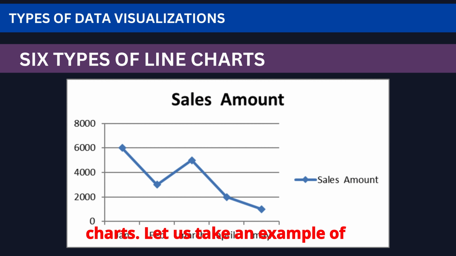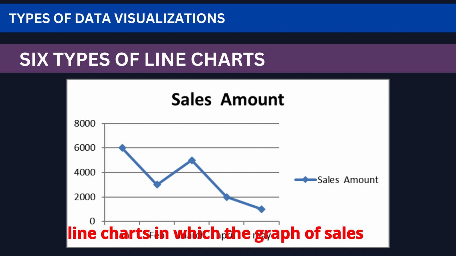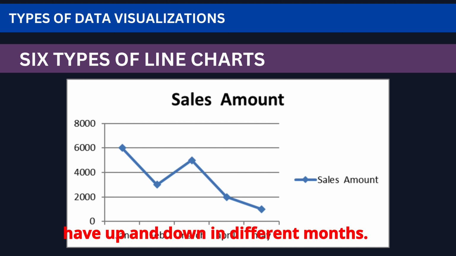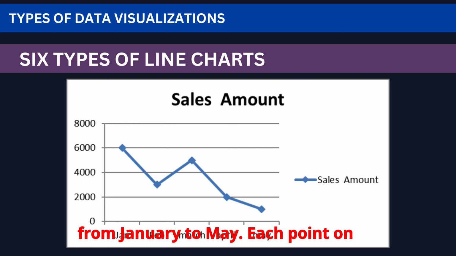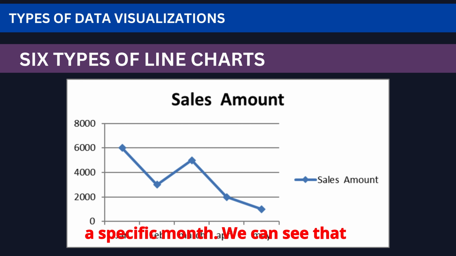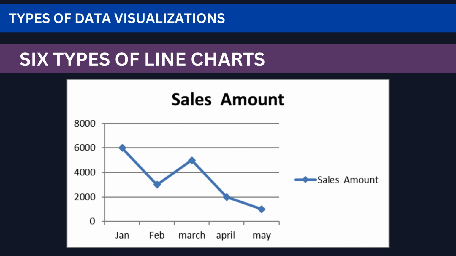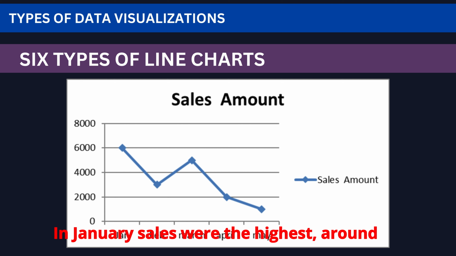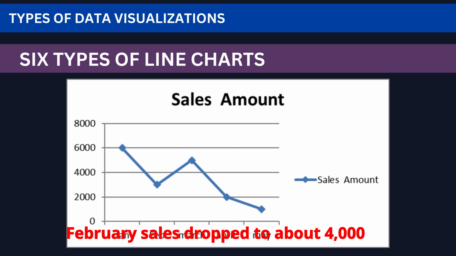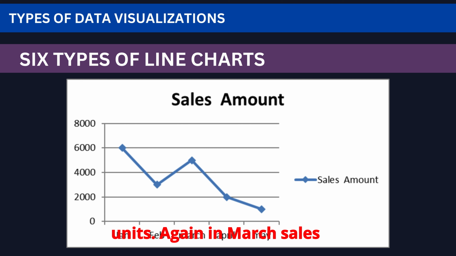Let us take an example of a line chart in which the graph of sales is shown. In this, the sales go up and down in different months. This line chart shows the sales amount from January to May. Each point on the line represents the sales amount for a specific month. We can see that in January sales were the highest, around 6,000 units. In February sales dropped to about 4,000 units.